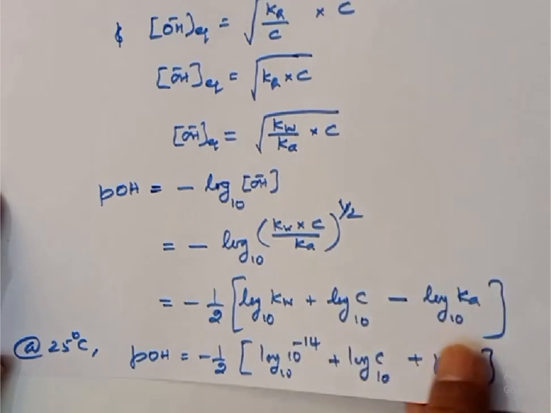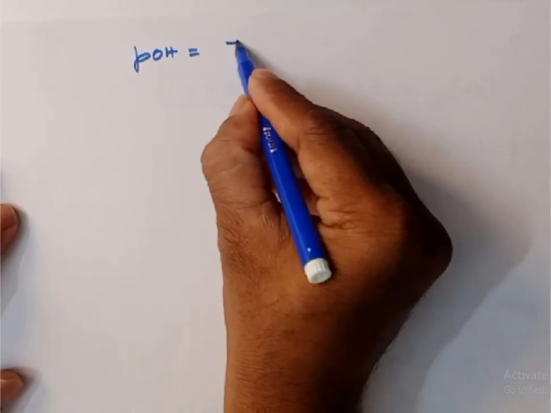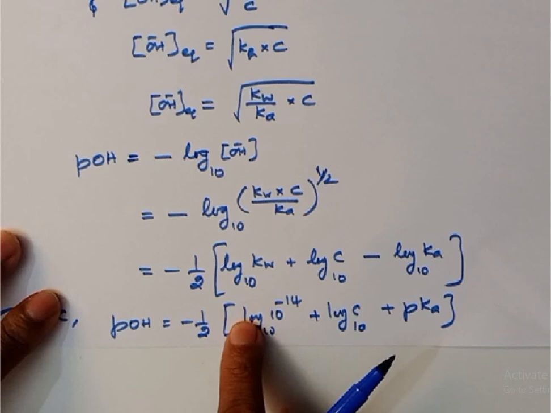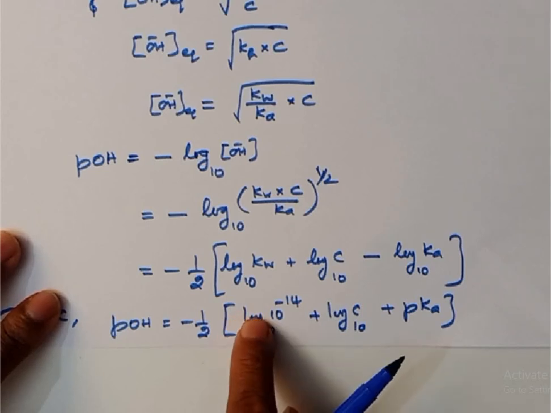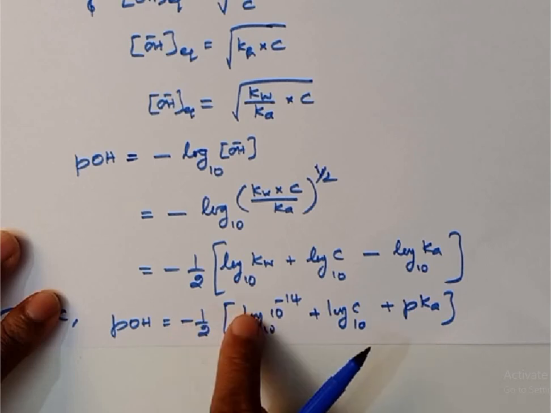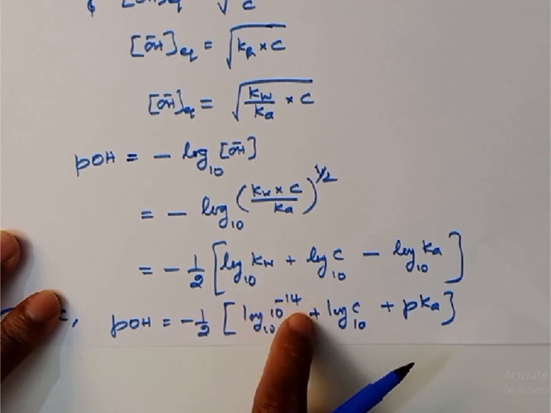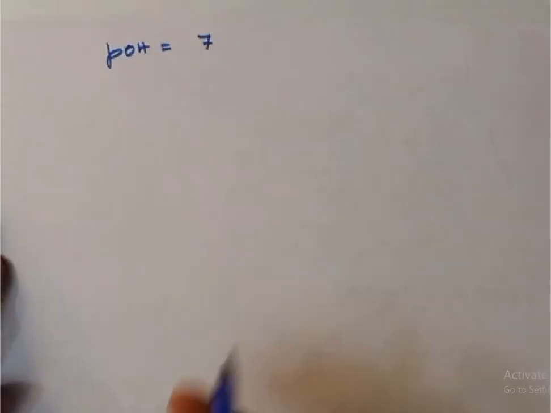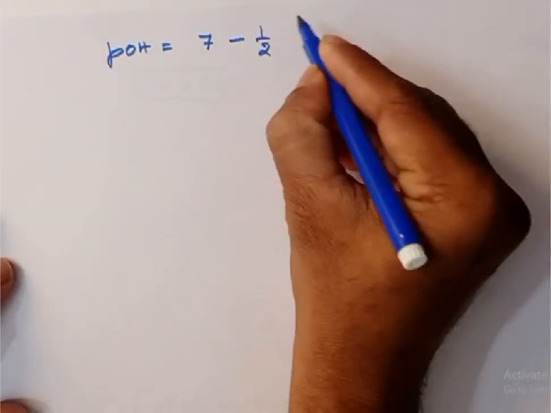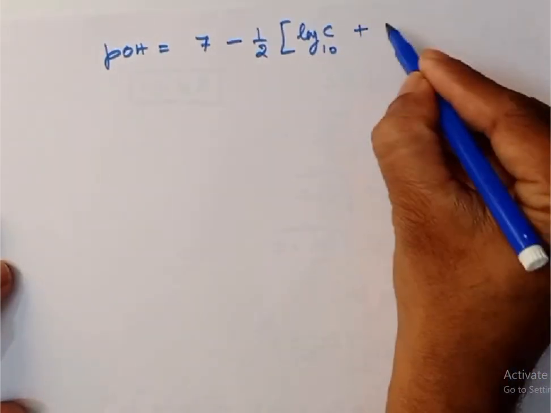Let me write the next one. So pOH equal to 7. See, if you bring minus 14 in front, you'll get minus 14 into log 10 base 10. Log 10 base 10 is 1, so you'll get minus 14 here. If you multiply by minus 1 by 2, minus into minus becomes plus, 1 by 2 into 14, you'll get 7. Then minus 1 by 2, I'll multiply here.